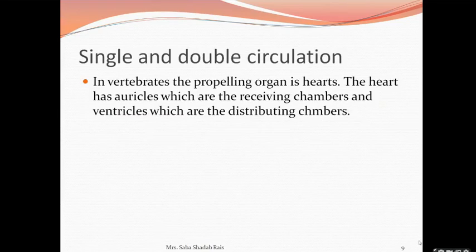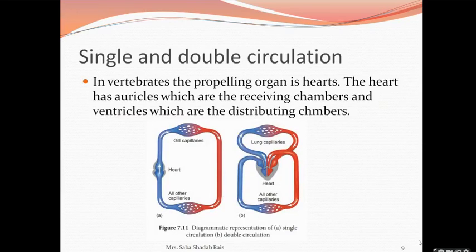When we talk about single and double circulation, the point to remember is that most of the time vertebrates have this type of circulatory system. In vertebrates, the propelling organ, the one that does the pumping and gives the pressure, is nothing but the heart. The heart is divided into various chambers. The heart has a receiving chamber as well as a distributing chamber.